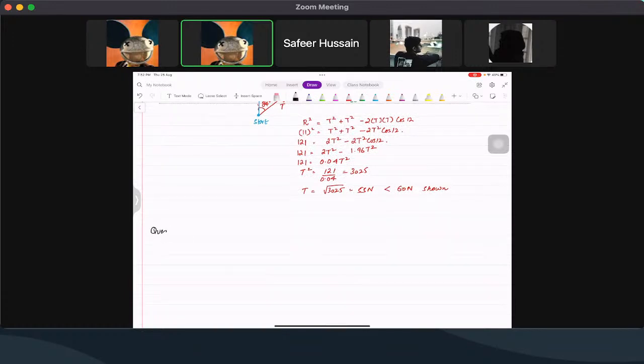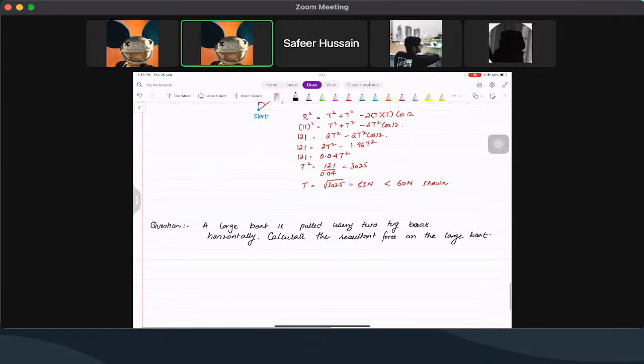So, question, and this is the one you're going to do. It says a large boat is pulled using two tugboats horizontally. Calculate the resultant force on the large boat.